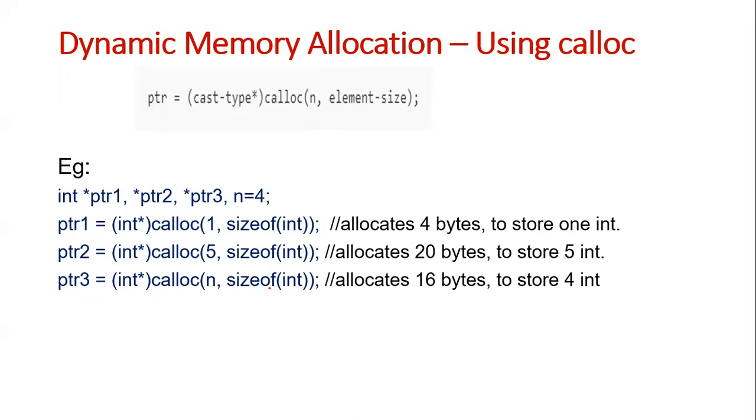Fine. So what would be the syntax for storing 5 float values? You can say there is a pointer ptr4. So there is a pointer float.